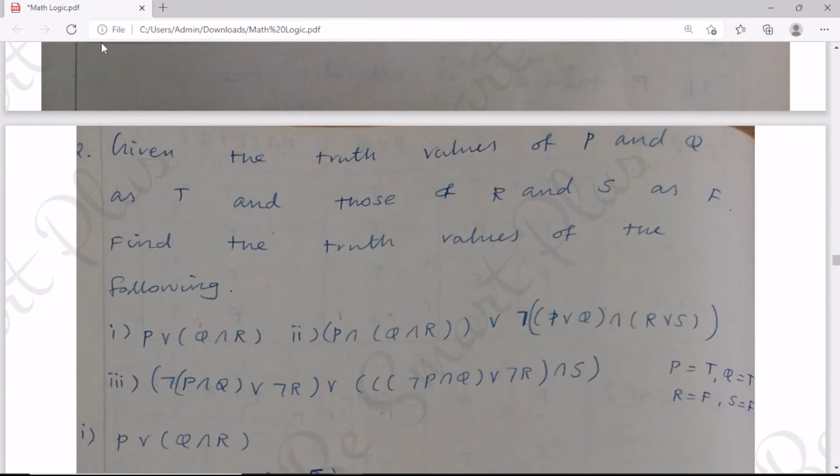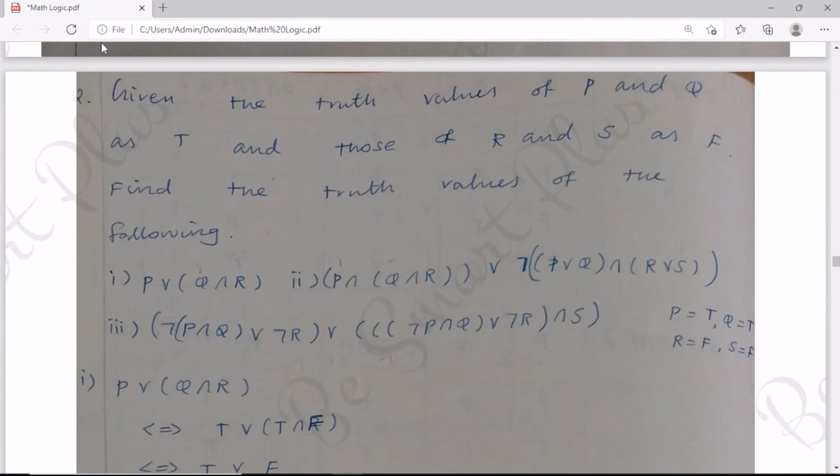Now, let me give you some examples. Instead of using a truth table, the values of P and Q are given as true or false, and let me find the resulting truth value of these statements. Given the truth values of P and Q as true, and those of R and S as false. So R and S, where is S? Here you have it. So R and S as false.